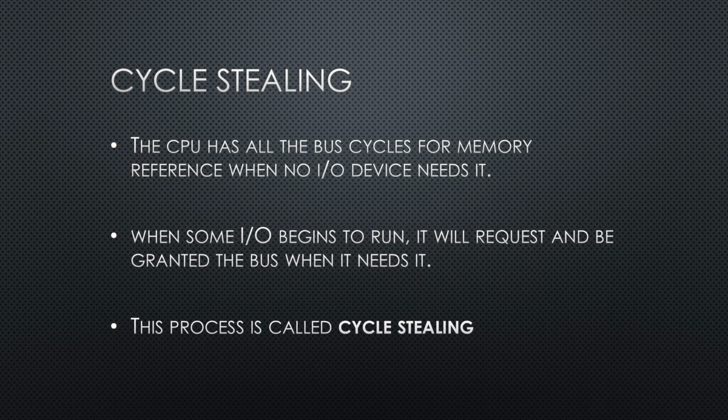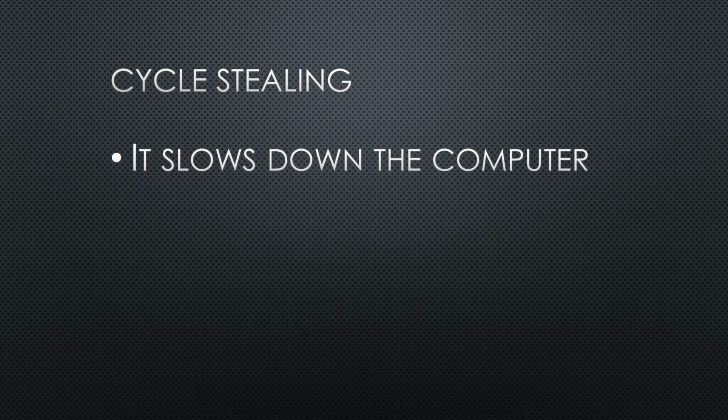Whenever an IO device requests the use of the bus, as and when it needs it, the CPU immediately stops whatever it is doing and grants access to the IO device. And this is what we call cycle stealing. And it slows down the computer a lot. So you need to keep that in mind.